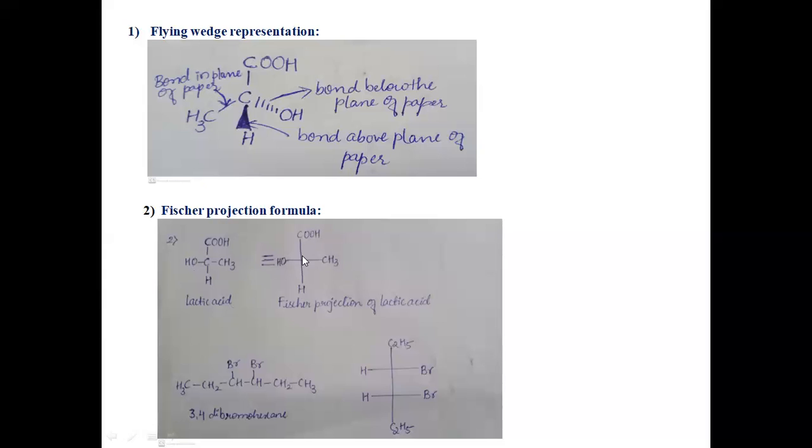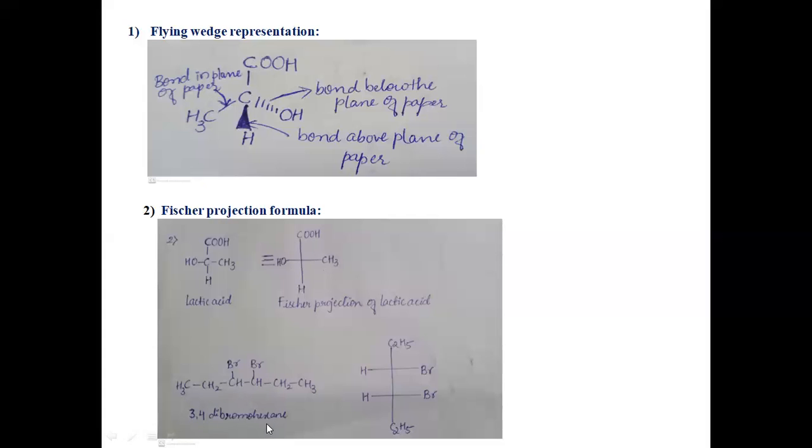And in the Fischer projection formula, we are referring to this as a vertical line and this as a horizontal line. The vertical line is pointing away from the observer. The vertical line is this one, bonded to a COOH group and a hydrogen atom. It represents the projection pointing away from the observer, whereas this horizontal line is pointing towards the observer.